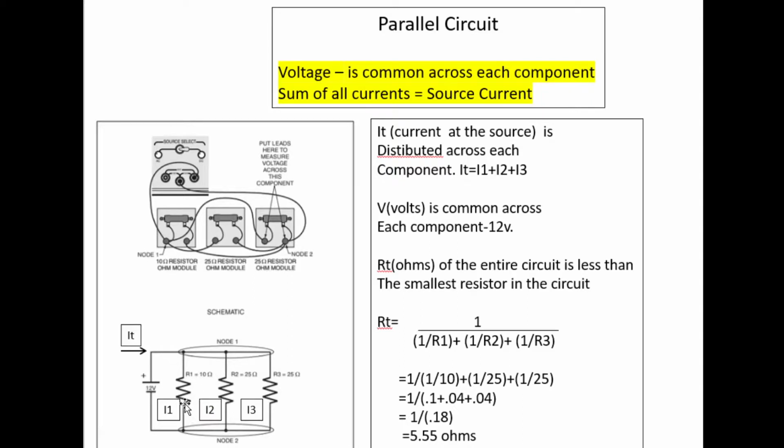Or if you want to calculate what the total resistance of the circuit is, then you can use the fact that we take the voltage, which is common across each one, the 12 volts, and divide it by the total resistance. And we end up with that 2.16 amps again.